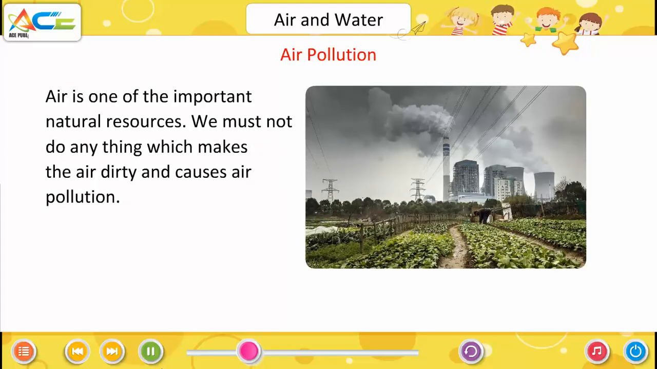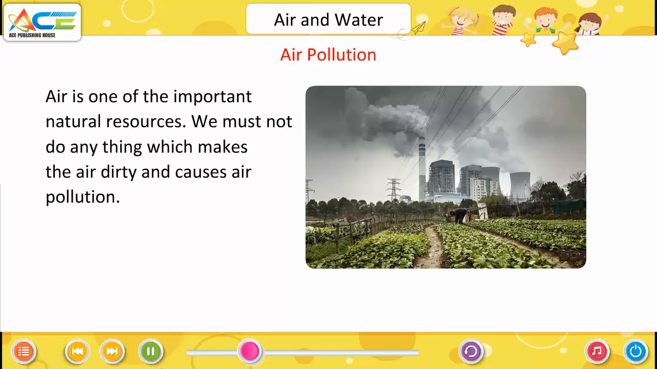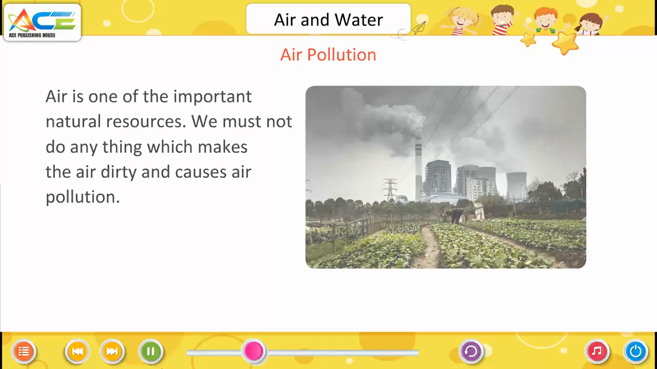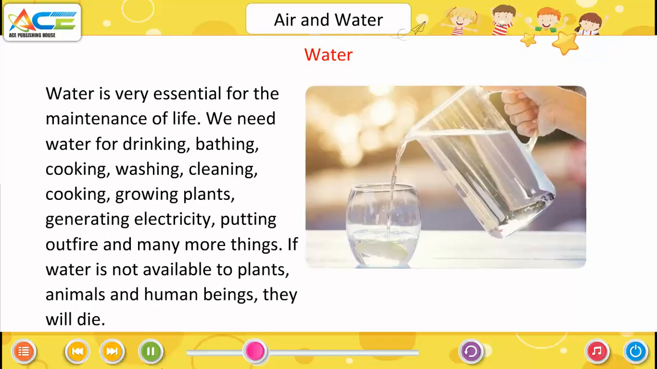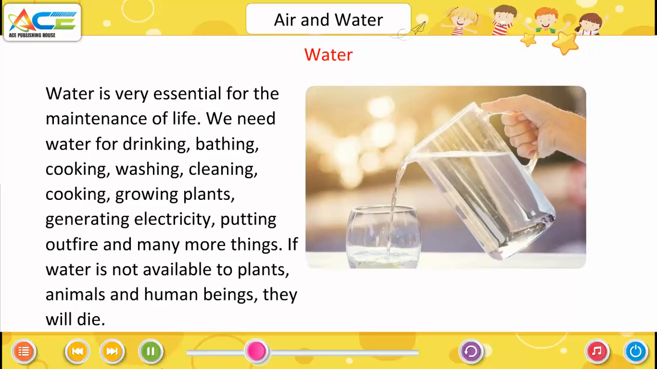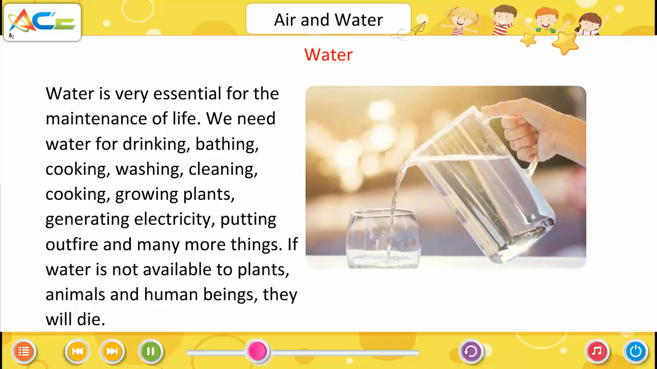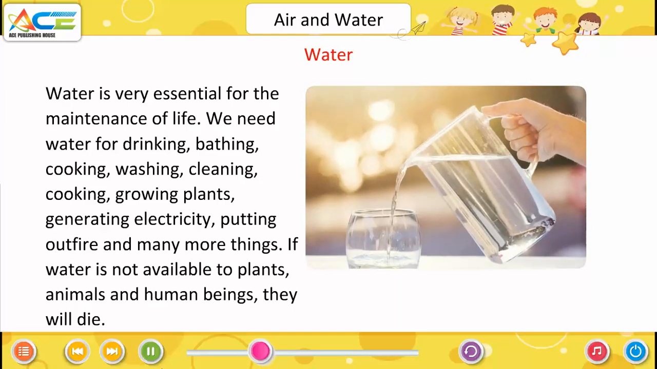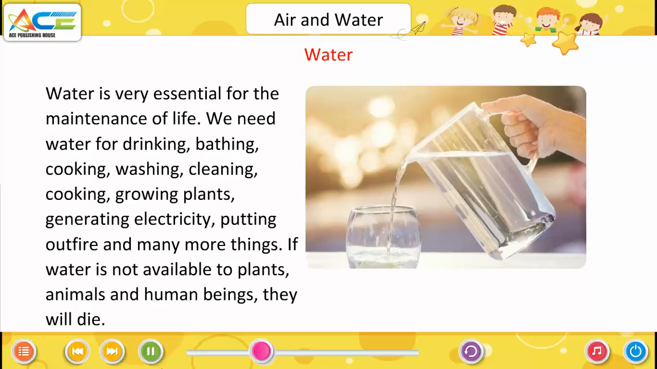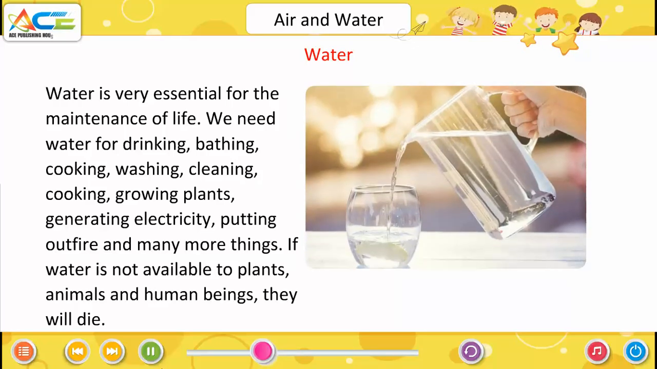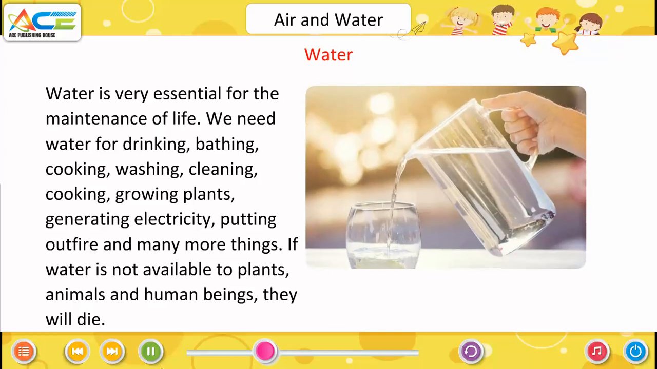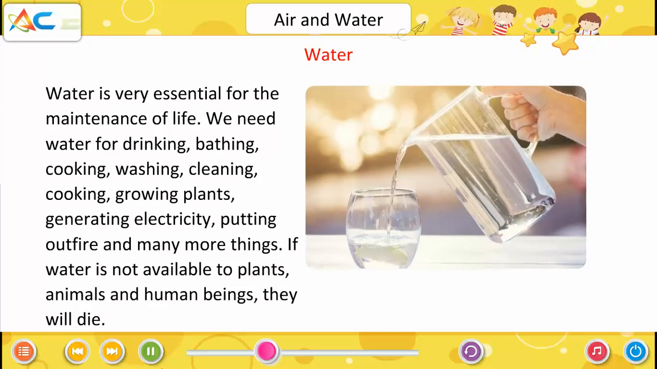Air is one of the important natural resources. We must not do anything which makes the air dirty and causes air pollution. Water. Water is very essential for the maintenance of life. We need water for drinking, bathing, cooking, washing, cleaning, growing plants, generating electricity, putting out fire, and many other things. If water is not available to plants, animals, and human beings, they will die.